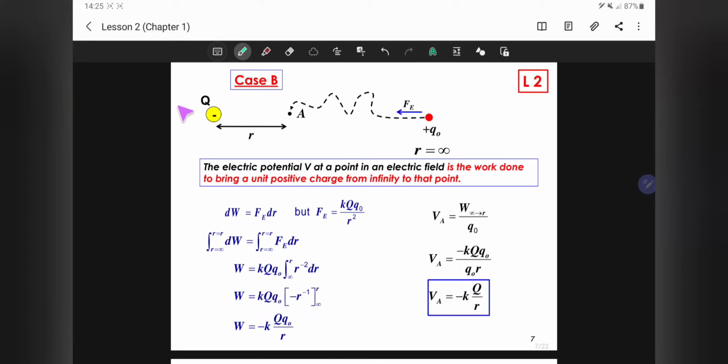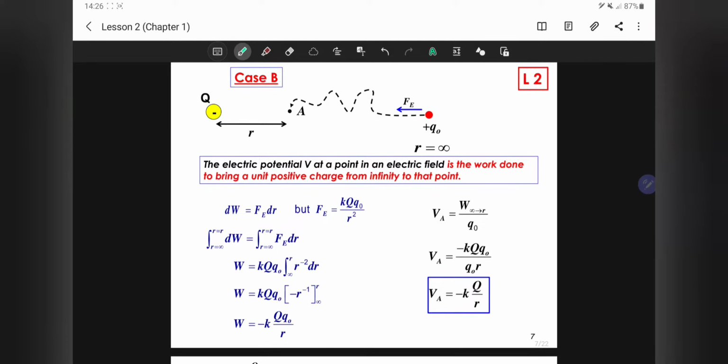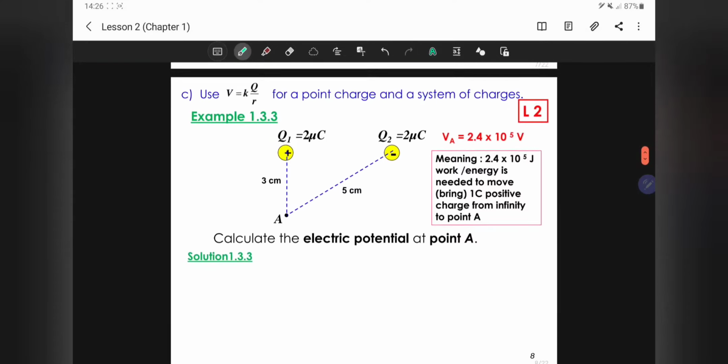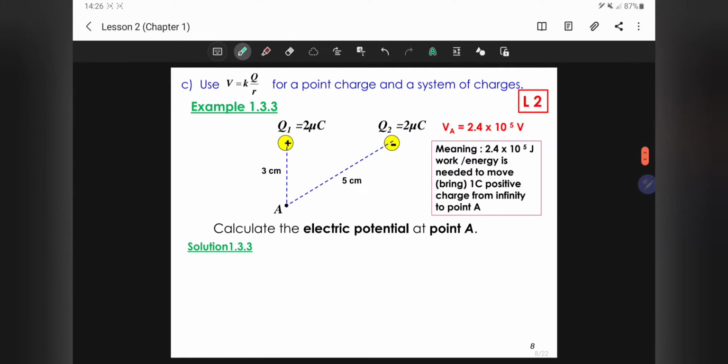That means for any area nearby the negative isolated charge, the potential is also negative. Now let's turn to the next part. How do we use the equation in calculating the potential? I think the example given here is quite interesting. It seems like this is a pattern of our examination question. So from the equation V equals kQ over R, for any point charge or a system involving many charges, how do we use the equation in calculating the potential?